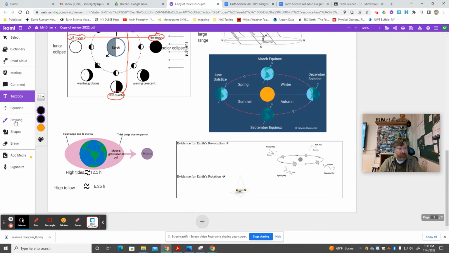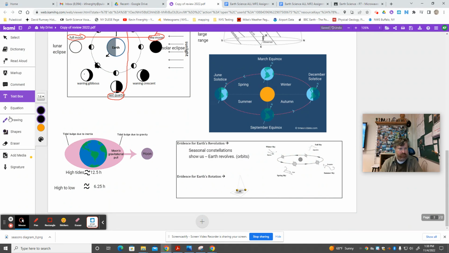So we found out by looking at our revolution that seasonal constellations show us Earth revolves, orbits. Even though we feel like we're sitting still in this room right now, that is the case.